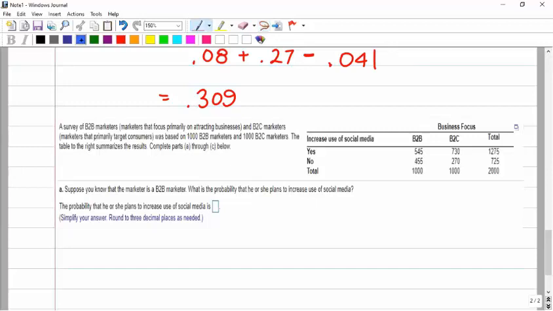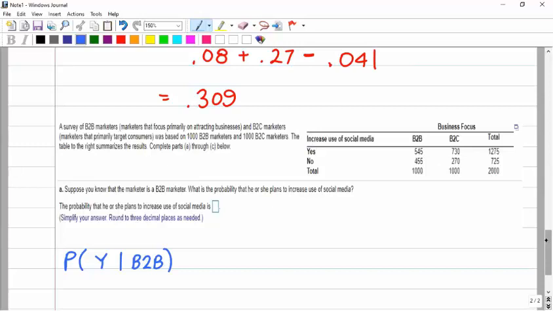All right, so here's where we've got to get the wording on this correct. This says, suppose you know that the marketer is a B2B marketer. That's your given. That means automatically we've got this going on. B2B goes second. So it's not the order they present it in the sentence. It's whatever's related to the given, or suppose, that goes second. What is the probability of increasing social media? Okay, so that just puts a Y right here. You see that column says increase use of media, yes or no. So it's yes, given B2B.